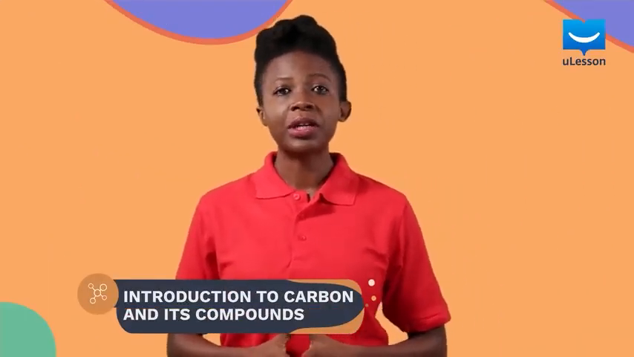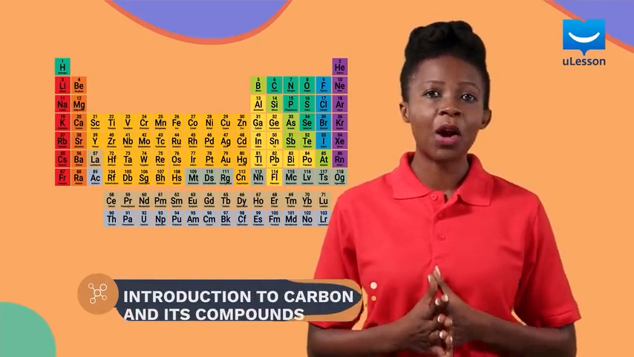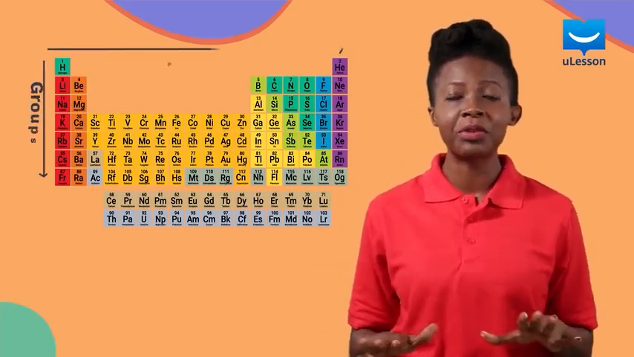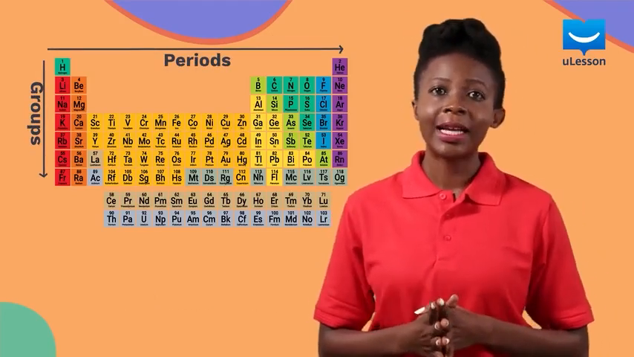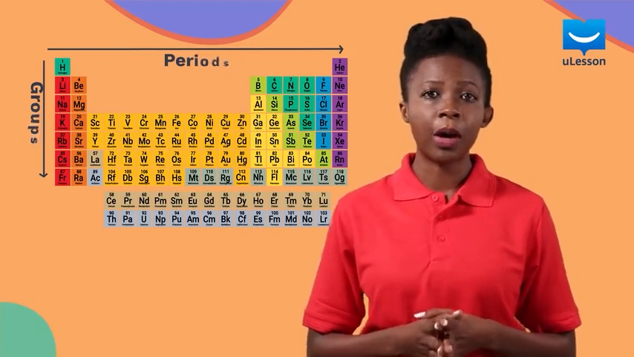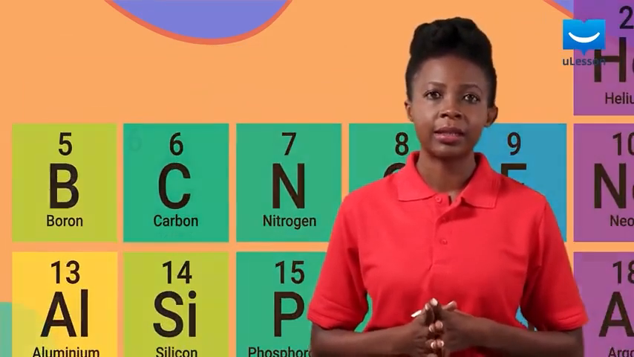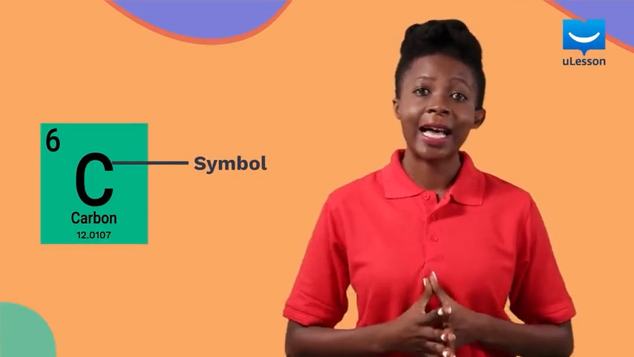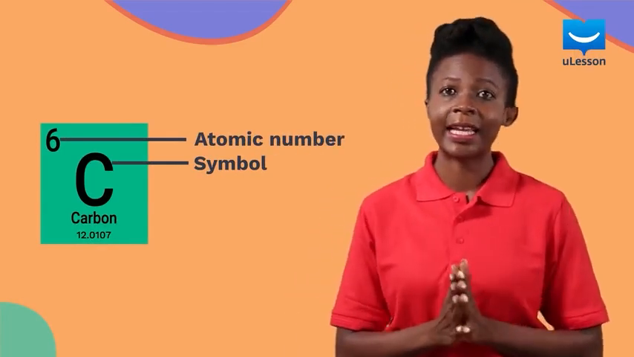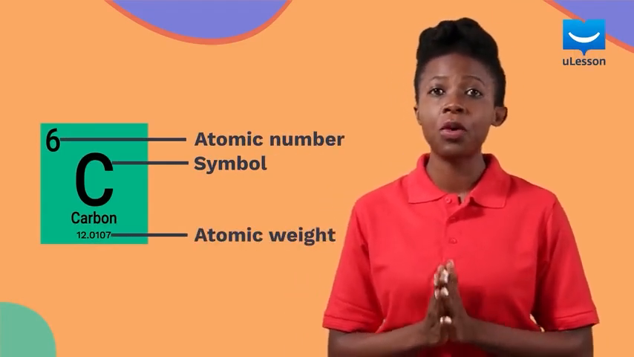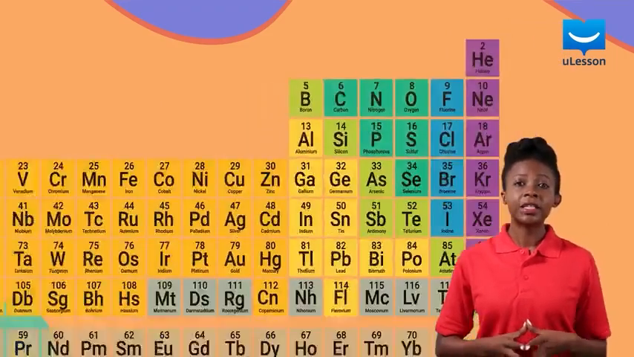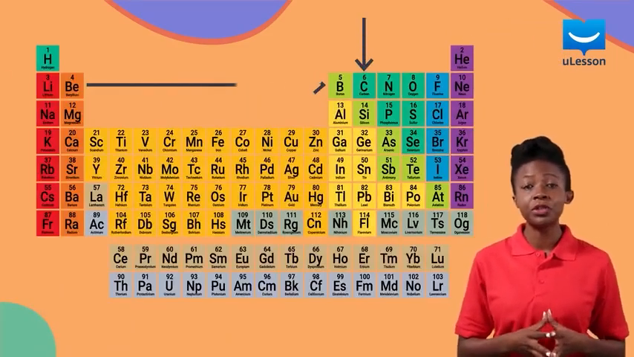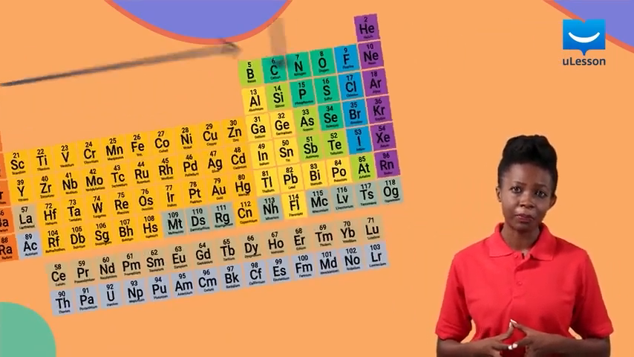In our previous lesson on the periodic table, we learned how all the currently known elements are well arranged in groups and periods in the periodic table. In this lesson, we will be talking about one of these elements, carbon. Carbon is a non-metallic element with the symbol C. It has an atomic number of 6 and atomic weight of 12.0107. It is found in group 14 and period 2 of the periodic table.